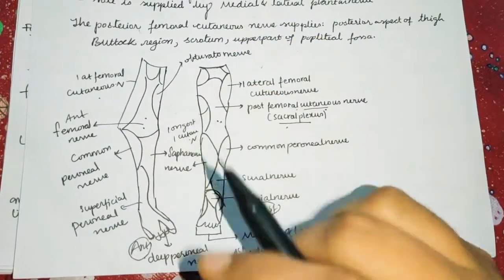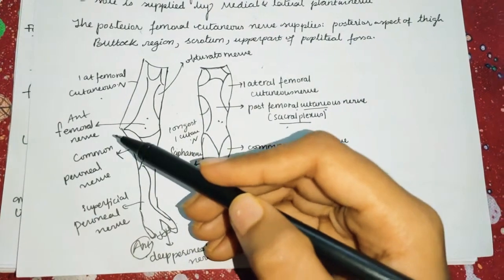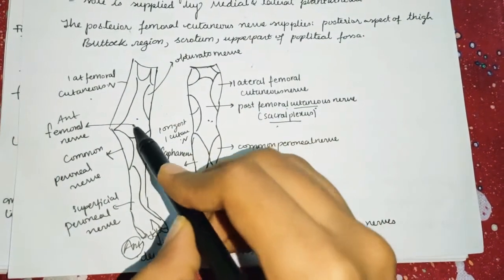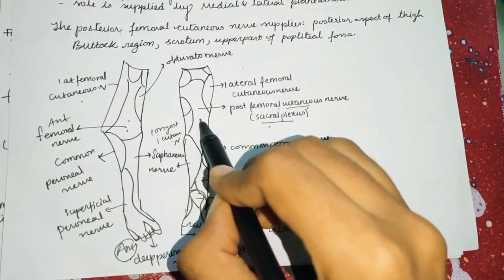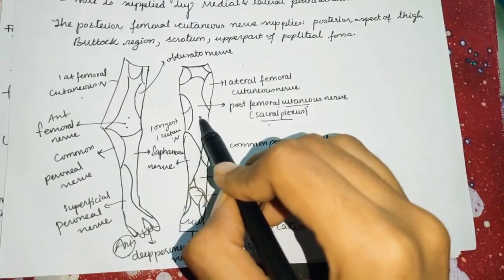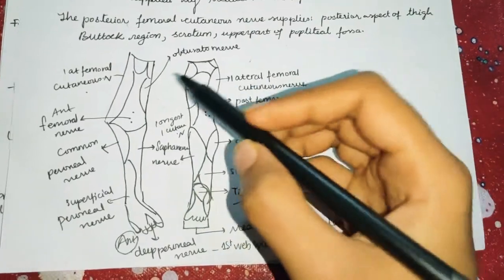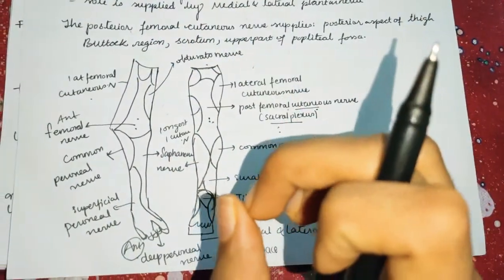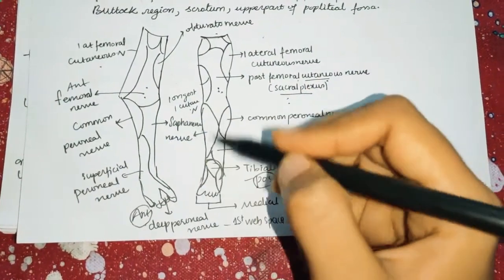So once again let us revise. In the thigh, the lateral part is supplied by the lateral femoral cutaneous nerve, the anterior middle part by the anterior femoral nerve, the posterior middle part by the posterior femoral cutaneous nerve, which comes from the sacral plexus, and of course the medial part is supplied by the obturator nerve. So this is the cutaneous supply of the thigh. Now let us move on to the leg.